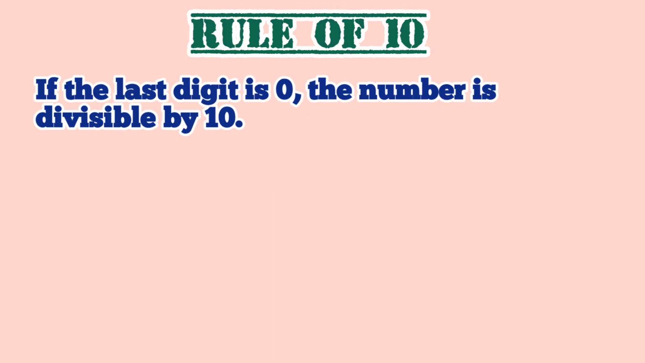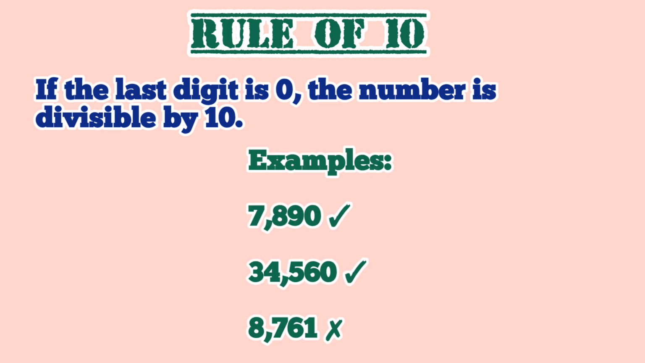Next, the rule of 10. It's very simple and easy. If the last digit is 0, the number is divisible by 10. Last digit means the ones place. If the ones place is 0, the number is divisible by 10. Let us see with examples. The first number is 7,890. It ends with the number 0. That is, the ones place is 0. So it's divisible by 10. Next number is 34,560. The ones place is 0. So it is divisible by 10.